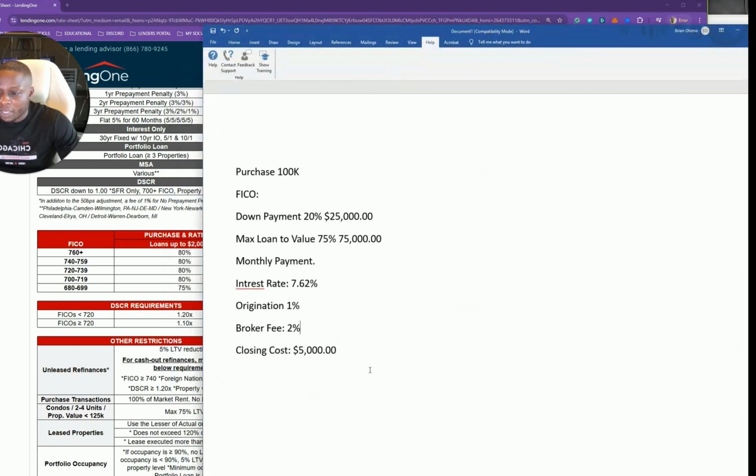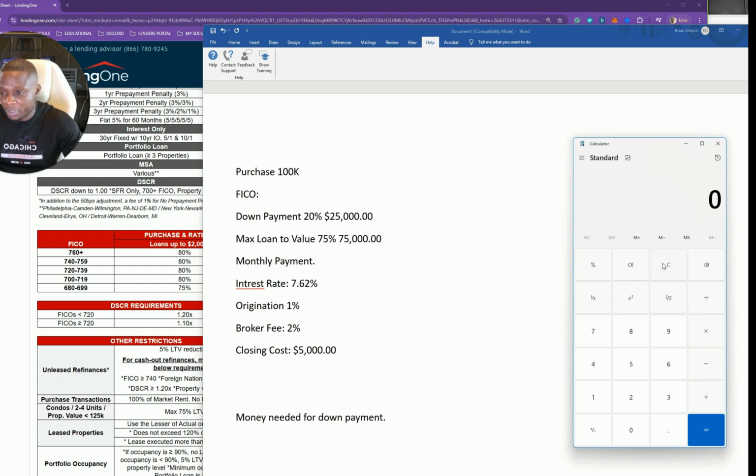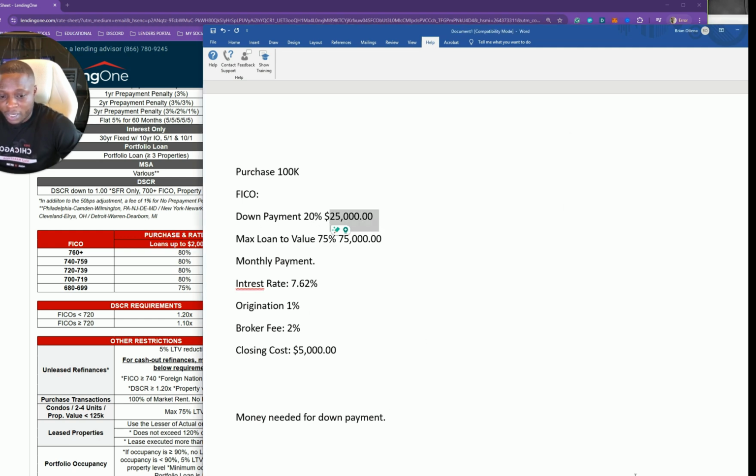Now, here we go. Let's determine this. Money needed for down payment. And let's also calculate the monthly payment because the client wants to know what their monthly payment is going to be, okay? So how much money is going to be needed for down payment? We're going to need $25K right there. They're going to need to pay a total of 3% origination or broker fee total. If you add it up together, 3%. And then $5,000 closing costs.